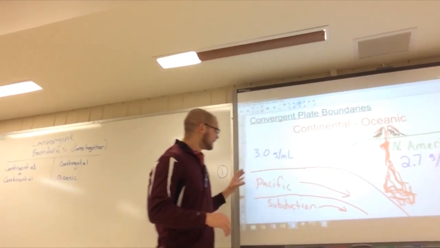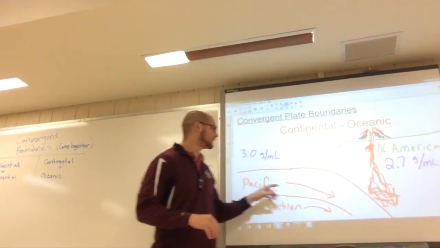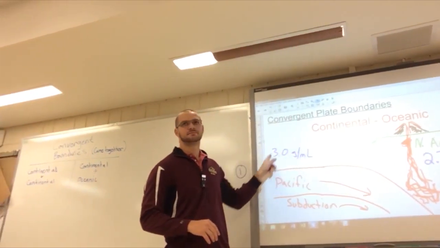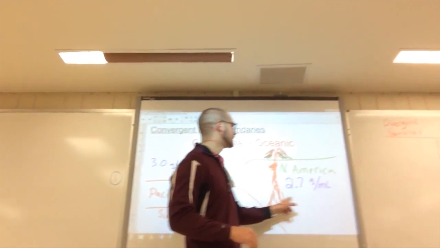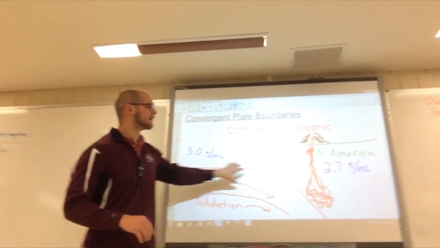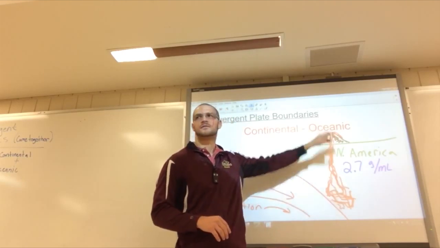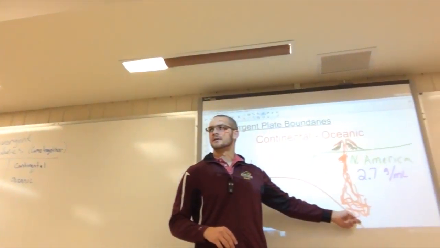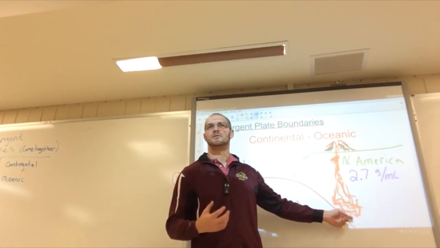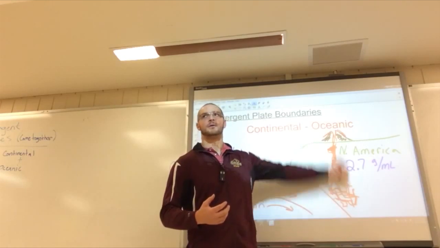Continental oceanic. To review, the oceanic plate gets pushed down. Why? It's more dense. The North American plate rides above because it's less dense, and earthquakes or volcanoes get powered by the steam and all the other stuff that makes it down into the earth. That's why volcanoes can be so explosive.